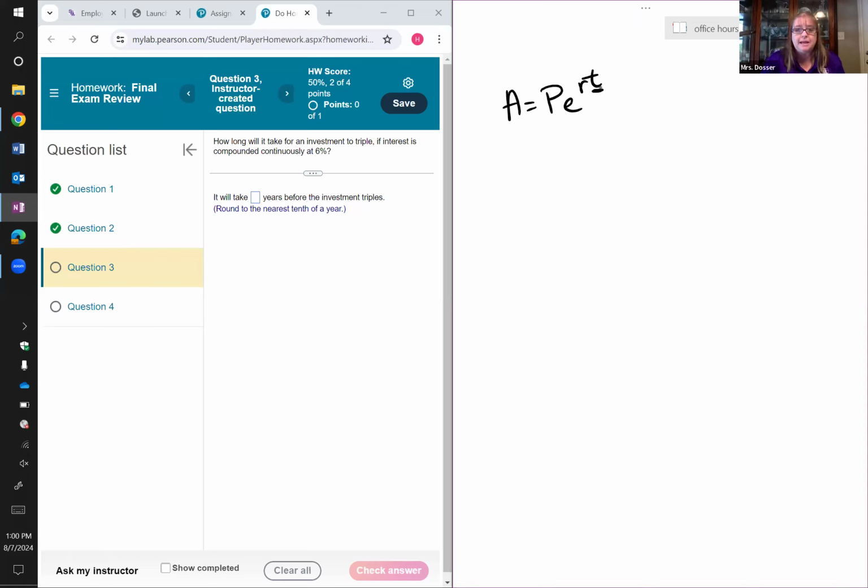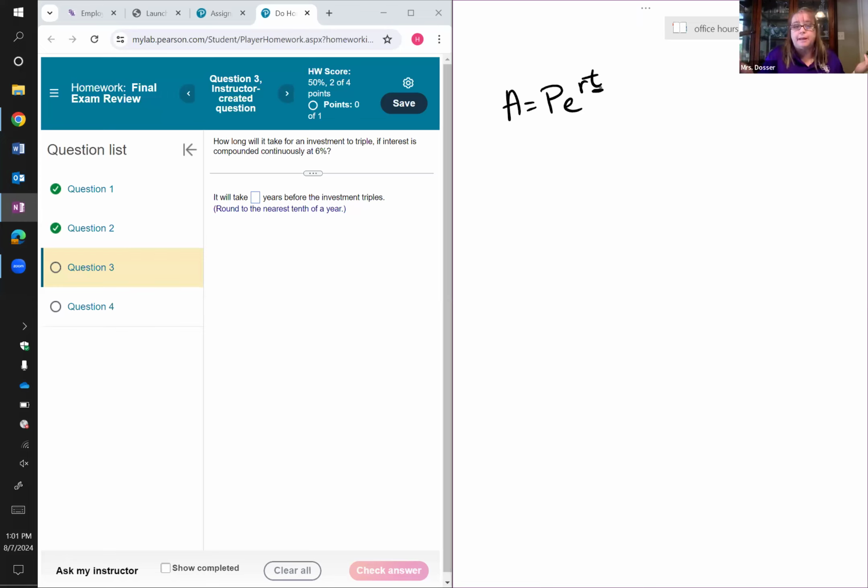Now, it doesn't give us a beginning amount, but it does tell us that whatever we begin at, we want it to triple. So whatever our starting amount is, our ending amount, our A, is going to be 3 times that. So we can pick whatever we want for P, as long as we put triple that for A. You could pick 1,000 for P, in which case A would be 3,000. You could pick 25 for P, in which case A would be 75. You could pick 1 for P, in which case A would be 3. It does not matter what you pick for P, as long as A is 3 times that.